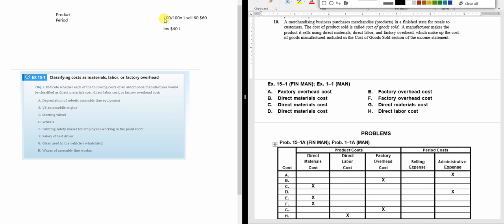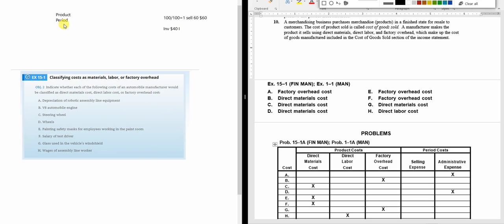So let's go back to here. I had $100 divided by 100 units equals $1 each. If I sell all 100 of them, all 100 goes to cost of goods sold. If I sell 0 of them, 0 go to cost of goods sold, and inventory is $100. If I sell 80, then $80 goes to cost of goods sold and $20 sits in inventory. So I think you get the point. They're product costs. They attach to the product and they get expensed when they're sold.